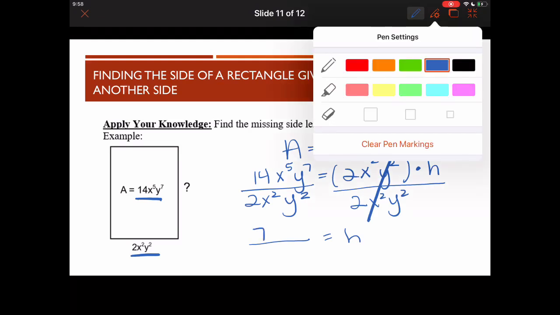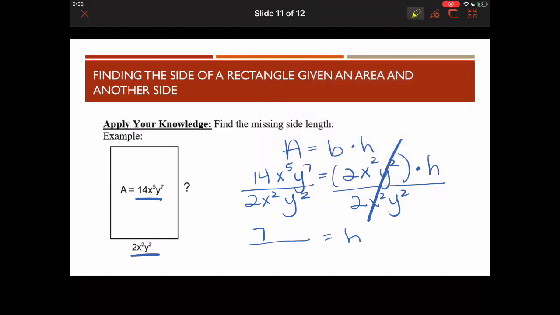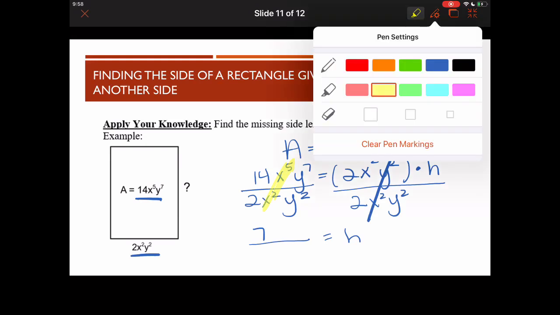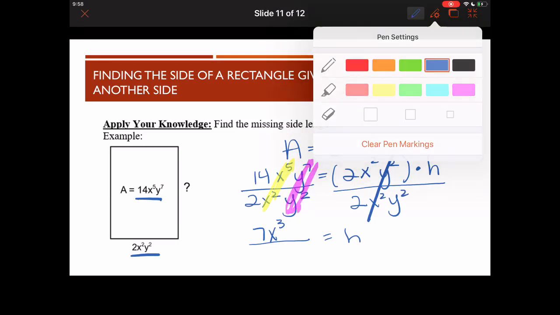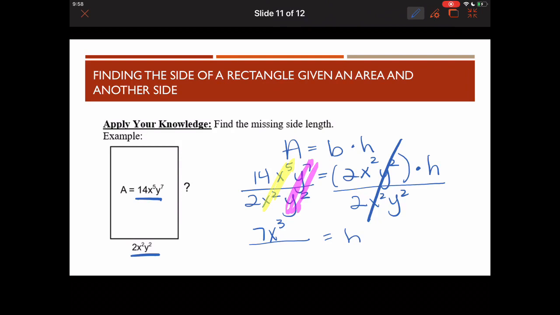Now let me look at each of the pieces with the same bases. So x to the 5th and x squared. They have the same base, right? So I subtract the exponents. 5 minus 2 is 3, but the 5 was bigger, so the x to the 3rd stays on the top. And now the next same base is the y's here. So 7 minus 2 is 5. So the y to the 5th, again, stays on the top. I don't have anything left on the bottom, so I can put a 1 there.